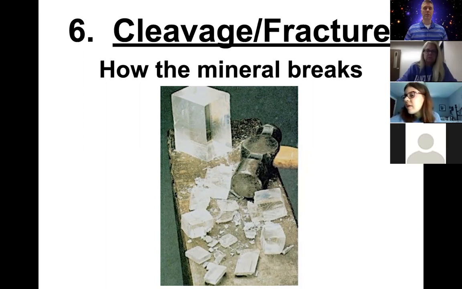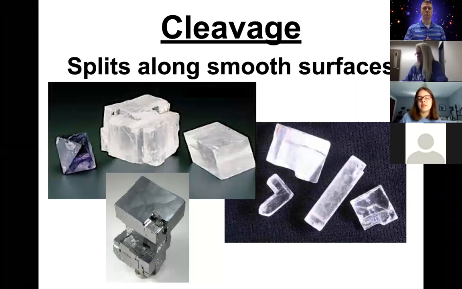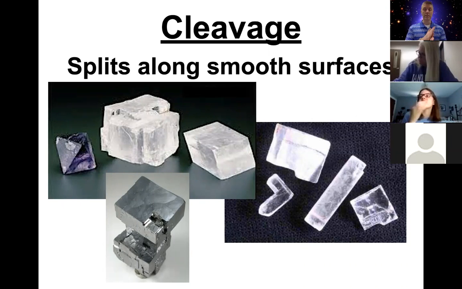So the first one, and I'll come back to this picture. The first one, cleavage, is when the mineral breaks and splits along smooth surfaces. In these examples, these haven't been cut or polished or anything like that. It's just how the mineral breaks. Because of how the atoms are arranged within the mineral, because of the crystal structure, it breaks along smooth surfaces. It cleaves. Same root word as a cleaver, like a butcher uses a cleaver to separate. That's what happens to these minerals.